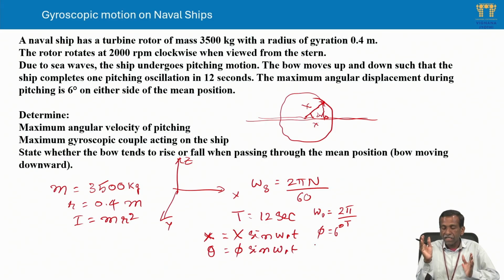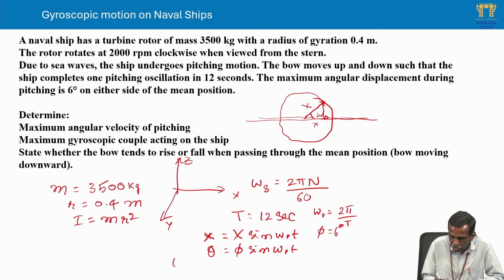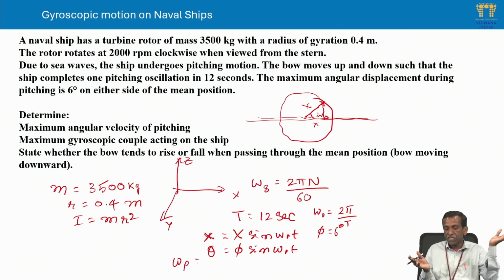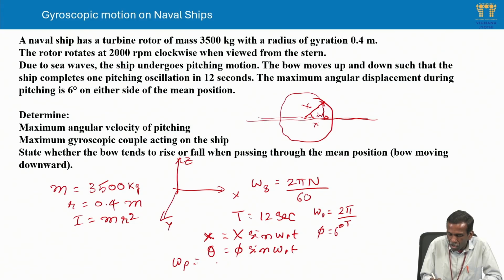This is the rotation angle about the y-axis, that is pitching. So phi is the maximum angle of rotation. So what do we want exactly? The precession angular velocity due to pitching, so we need to get omega p. How do we get omega p? d theta by dt. So d phi by dt will give phi cos omega naught t into omega naught.